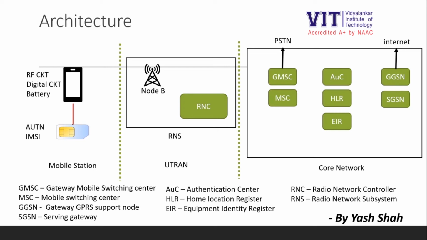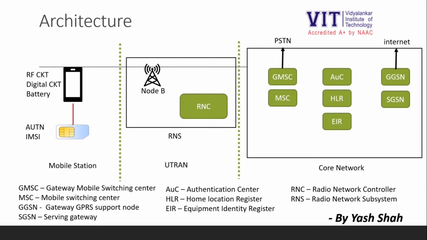The second is the IMSI. The full form of IMSI is International Mobile Subscriber Identity. This particular parameter is used to identify the user on the network. So whenever a particular mobile station wants to transmit data, it will attach its IMSI number along with the message. This helps the entire network to identify the source of the message.